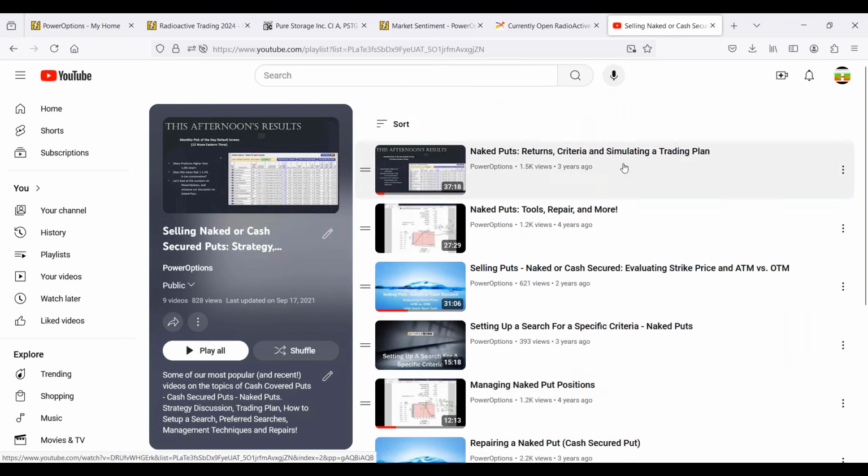These first couple ones, I think, will give you a good idea, not only on the tools, but the returns, criteria, simulating a trading plan, looking at some historical views, Vassili. That'll help you out as well. In addition to this, which will probably be posted sometime tomorrow afternoon as well, as just sort of a reminder that you can go through and review.